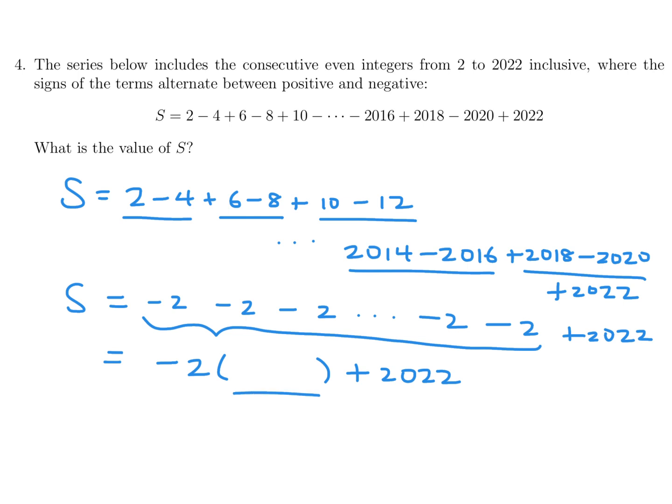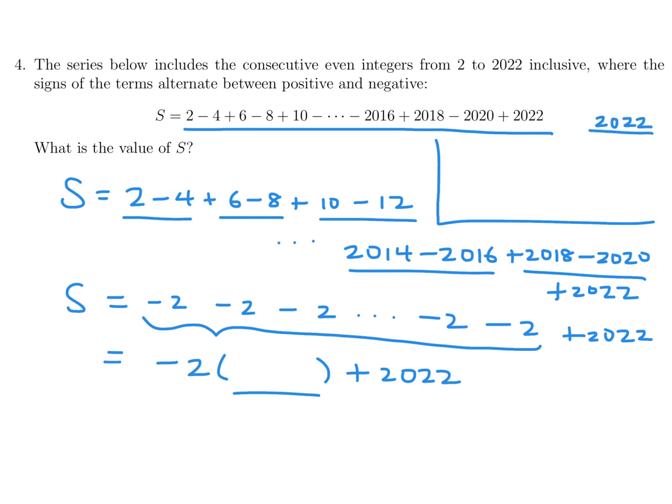How many of those minus 2s do we have? Okay, so let me think about this. So if you look at the original, it's every even number till 2022. So 2022 divided by 2 would be the total number. So that'd be 1011. That's how many integers are in this sum, this sum S.